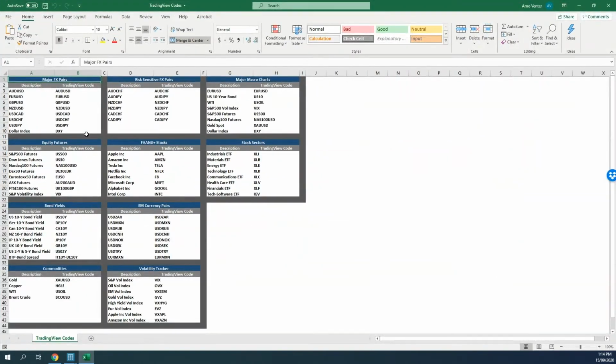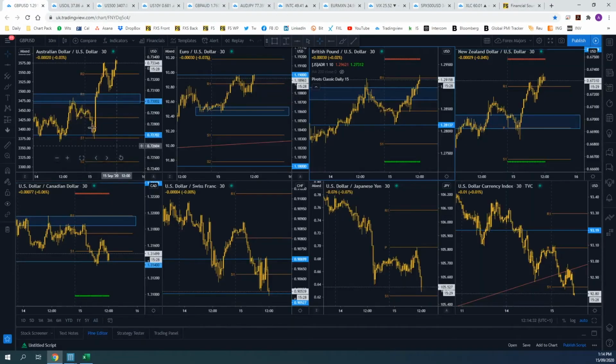And we can just quickly run through this. Each one of these sections is one of the layouts that we use. So some of them you'll recognize. On the left-hand side, you have the description, and on the right-hand side, you have the actual code. Now, just quickly running through them, the first one there, the major FX pairs. In this one, we just have the 7 major FX pairs alongside the dollar index, DXY, in there for additional analysis. Then, of course, we have the equity futures layout.